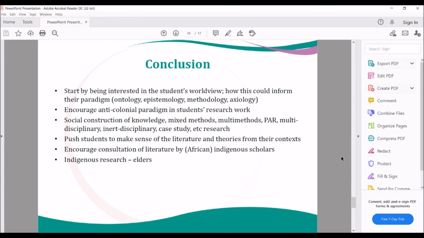In conclusion, I have this advice to give especially to supervisors and students in a research project. Start by being interested in the students' worldview, and how this could inform their paradigm. This should be part of the initial discussions at your introduction of each other once the students have registered. Encourage an anti-colonial paradigm in students' research work, and observe social construction of knowledge.